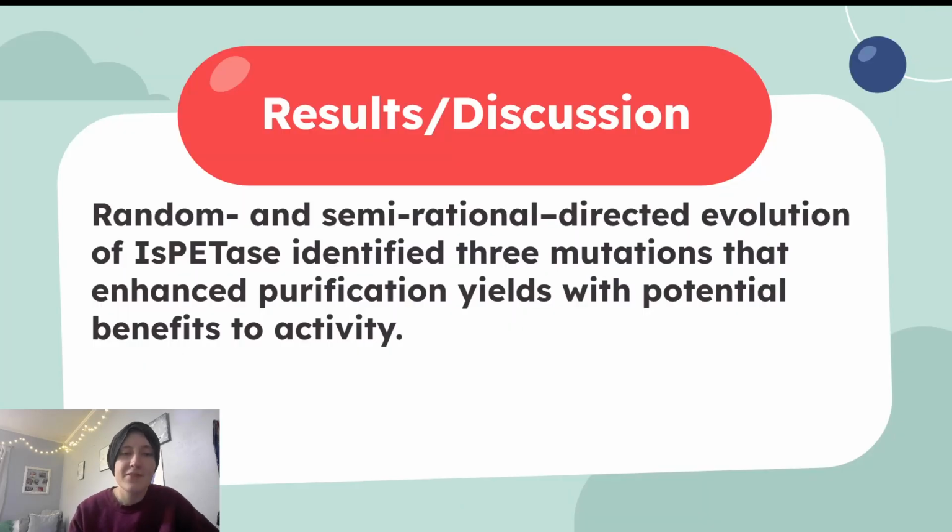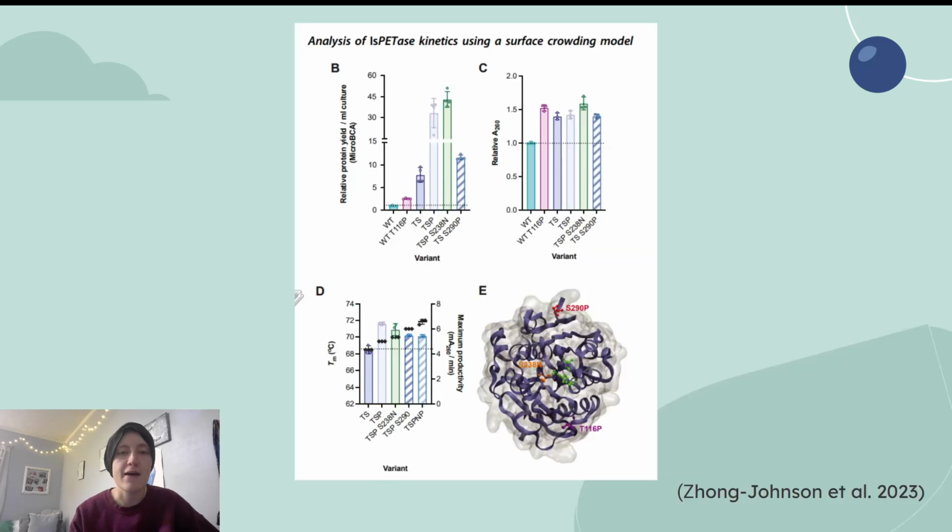So now onto kind of those initial results. They found that random and semi-rotational directed evolution, or various modifications that they made to the enzyme of ISPTase, identified 3 different mutations that enhance purification yields with potential benefits to activity. And we're going to walk through each of those 3 mutations that they found.